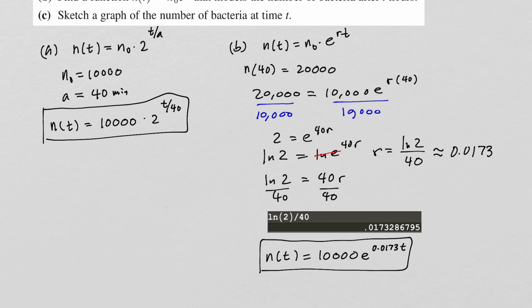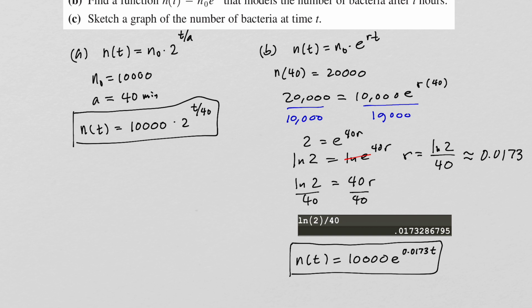Now what should be understood about both of these models is that they are the same. They are modeling the exact same situation, so these two functions must be identical. What that really means is 2 to the power t divided by 40 is the same as e to the 0.0173 times t. So these values are precisely the same as each other.